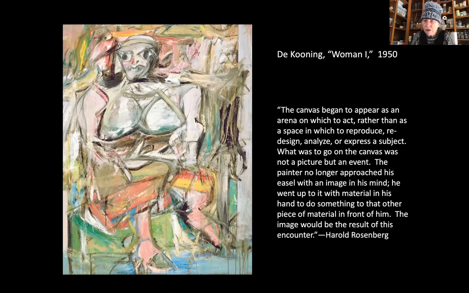"The painter no longer approached his easel with an image in mind. He went up to it with material in his hand," that is paint, "to do something to that other piece of material in front of him. The image would be the result of this encounter." So the emphasis was on the materials, the canvas, the paint, and the process, rather than the emphasis being on, oh, is this a picture of the Third of May, where the French soldiers shot a bunch of Spanish civilians.